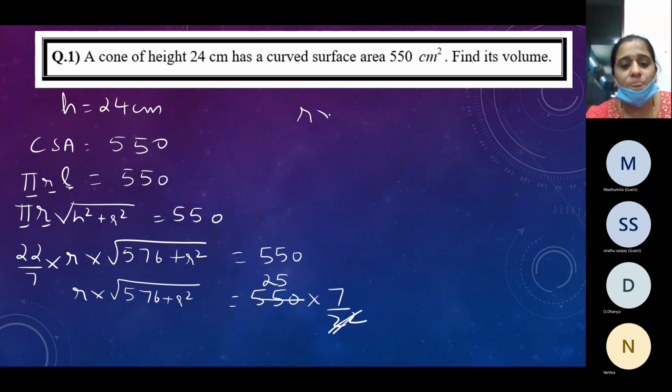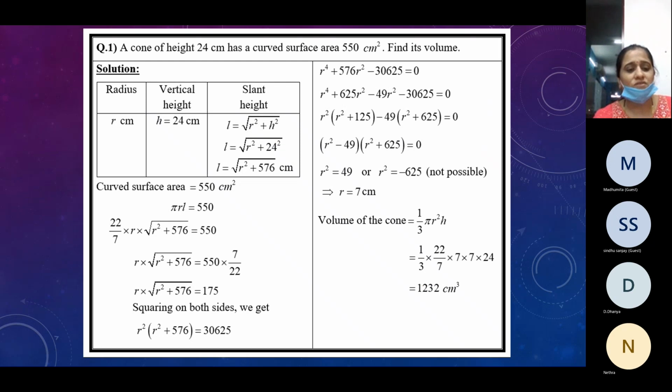So R into square root of 576 plus R square is equal to 175. After this, you know what to do. That's what I have here. 175, squaring on both the sides. All right, so now we were here, children. This number was incorrect in my earlier working, because I had written some other number instead of 175. Now you got it right.